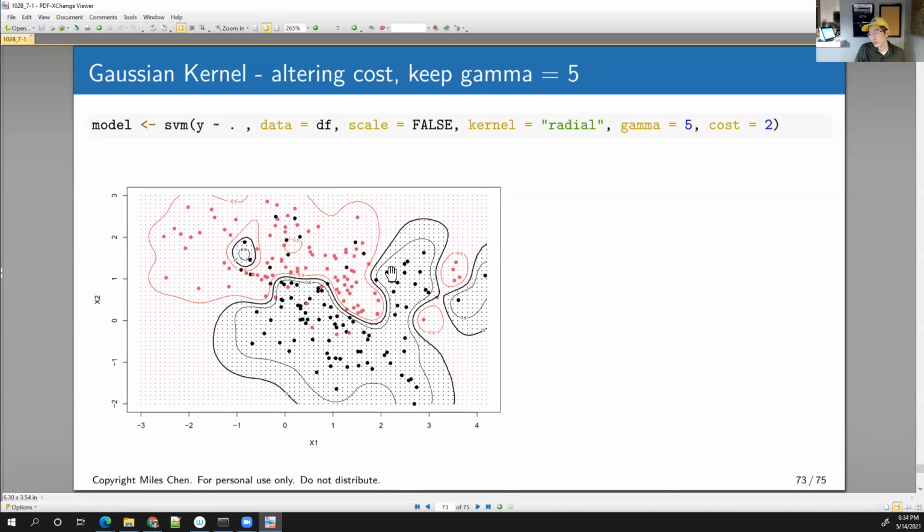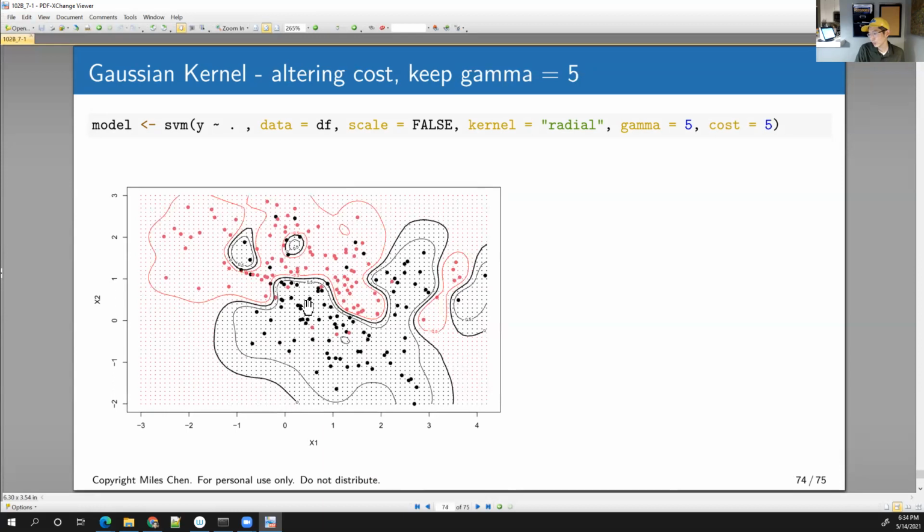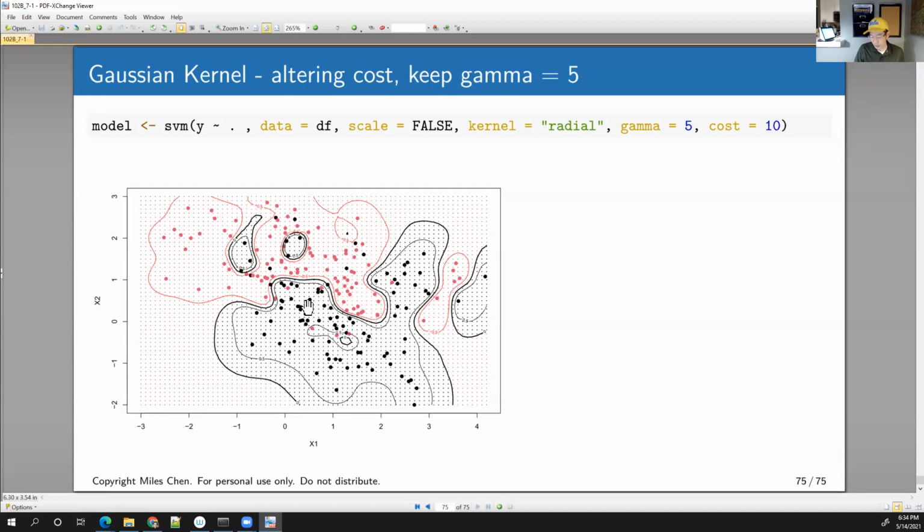I pretty much have the same thing in your homework, okay? So in your homework here, I've got a high gamma and I'm messing around with the cost. Same thing in the homework. I think in your homework, there's only a small subset of these pictures, okay?